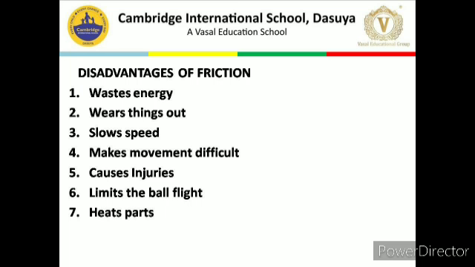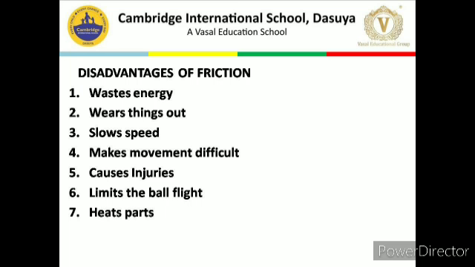Next is wears things out. Due to friction, there is wear and tear of objects. Lubrication is used to allow the parts to move easier. Moreover, it prevents wear and tear. Next is slow speed. Friction slows down the speed. Rolling shoes and smooth surfaces are used to minimize friction in roller skating.